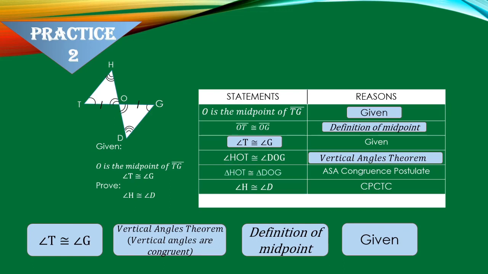So we can say that triangle HOT is congruent to triangle DOG by ASA congruence postulate. Therefore, angle H is congruent to angle D by CPCTC, or corresponding parts of congruent triangles are congruent.